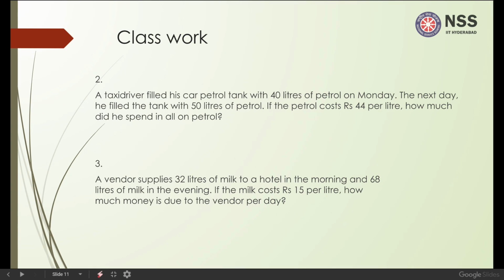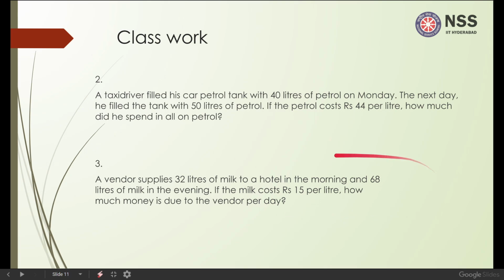So let us try to find how many liters of milk the vendor supplied in one day. In the morning, he supplied 32 liters of milk, and in the evening he supplied 68 liters of milk. So in one day he supplied 32 plus 68, which is 100 liters of milk. Since the milk costs 15 rupees per liter, the total cost of the milk is 15 multiplied by 100, which is 1500. Therefore 1500 rupees is due to the vendor per day.